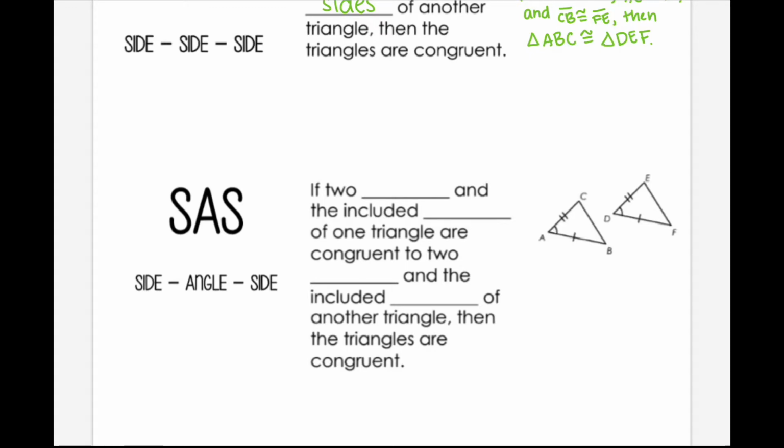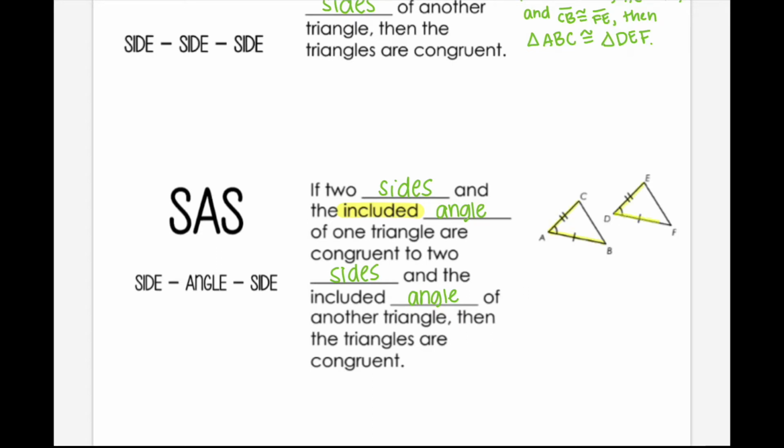The next theorem is side angle side congruence. Side angle side congruence says that if 2 sides and the included angle of one triangle are congruent to 2 sides and the included angle of another triangle, then the 2 triangles are congruent. Before we move on and show an example, I want to talk about this word included.